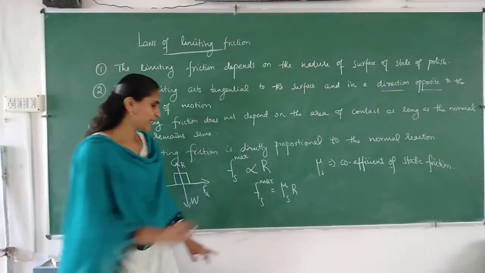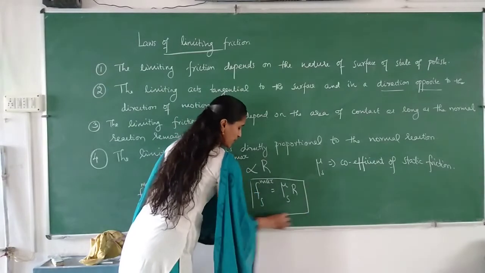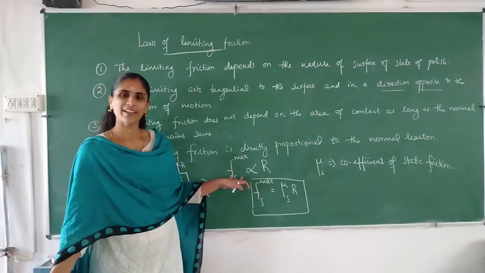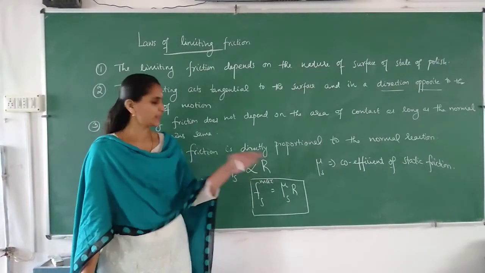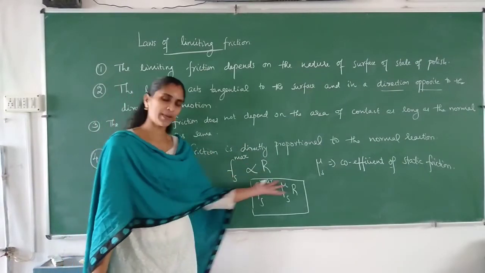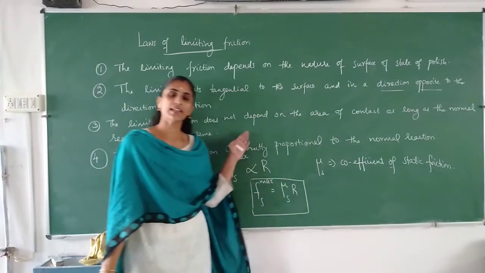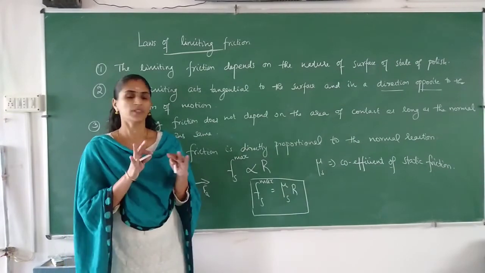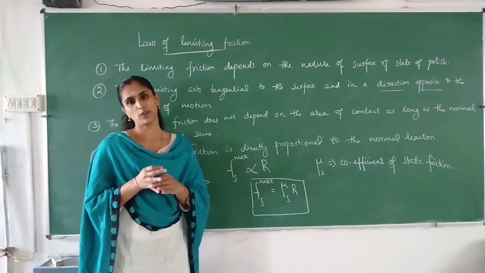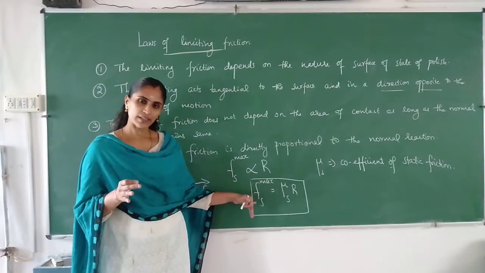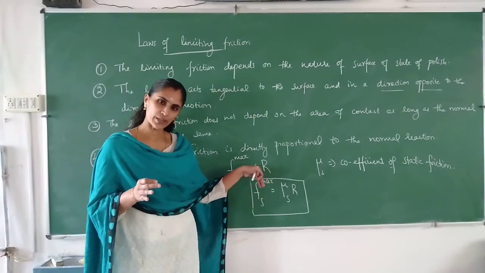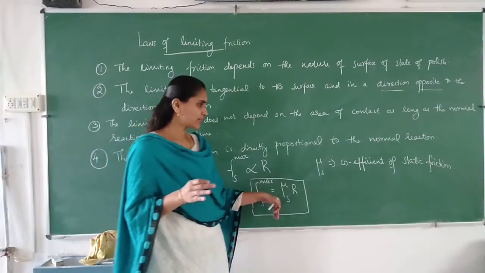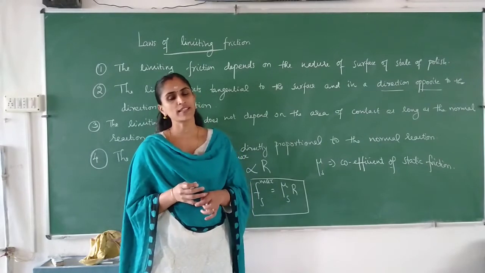So we can say that Fs max is equal to mu s times R, where mu s is constant for a given surface. It will be given in the problem. Whenever you have to calculate, it will be given, or they may give Fs max and R and you have to find mu s. These are experimental observations. From experiments or practical observations only, they concluded these rules. So limiting friction is directly proportional to normal reaction, and that constant is known as the coefficient of static friction.